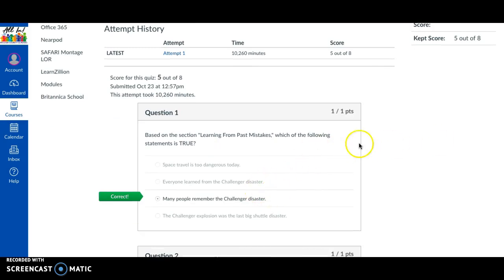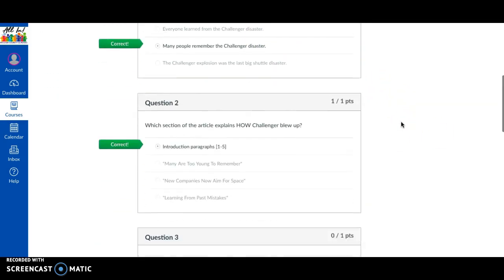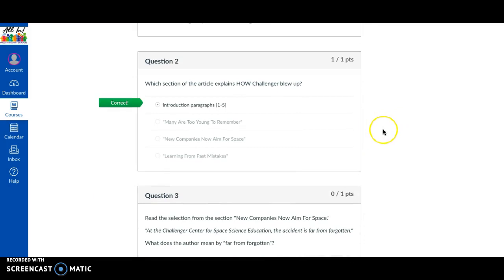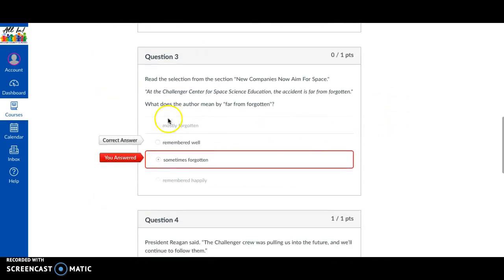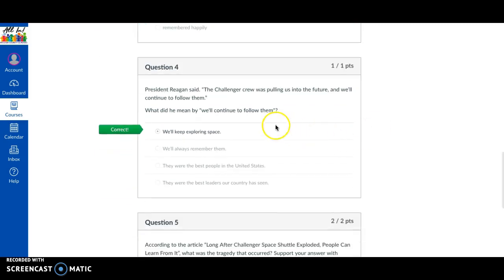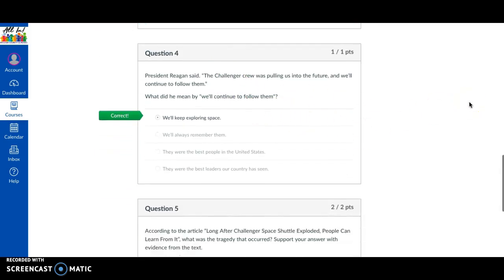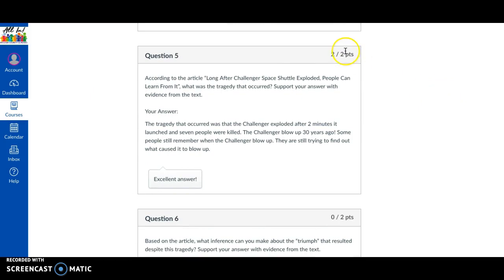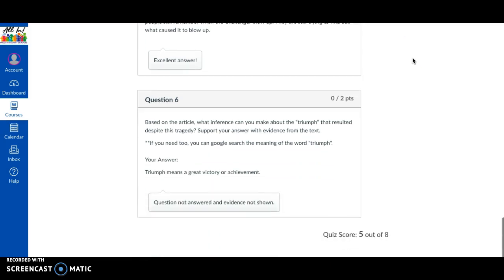Question 1, they got it correct. Question 2, they got it correct. Question 3, they got it wrong. B was the correct answer. On question 4, they got it right. On question 5, the highest you can get was 2 points, and they got 2 points. And the comment was excellent answer.